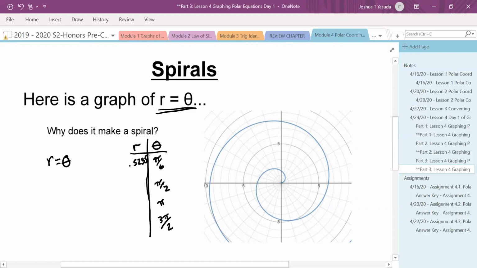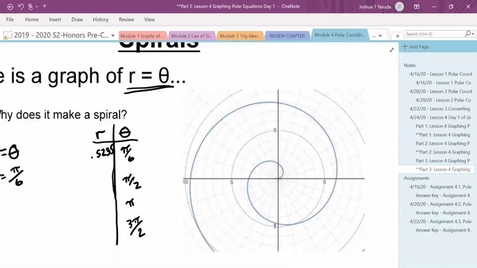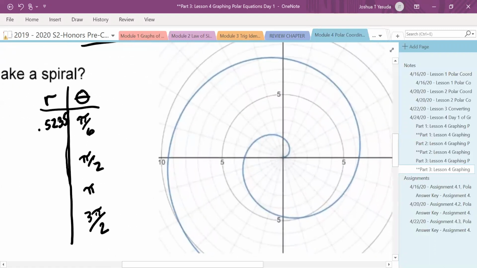So what we're saying is when you plug in pi over 6, all of a sudden pi over 6 isn't an angle, but pi over 6 is the radius. So as a radius, pi over 6 is 0.5235. So if you look at, here's pi over 6, right, this is pi over 6. Or maybe it's this one over here. Not really quite sure, kind of hard to tell. But there's just a point right there, like halfway.